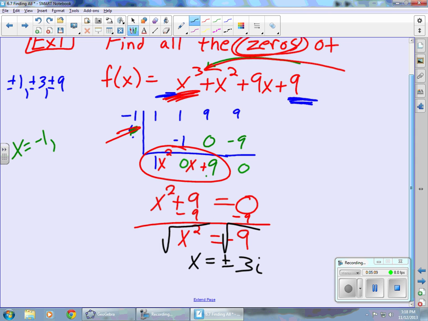How many roots are we supposed to have? We're supposed to have 3 of them, right? Well, negative 1 is the first, and then plus or minus 3i. 3i is the second, negative 3i is the third. And there's the 3 of them.